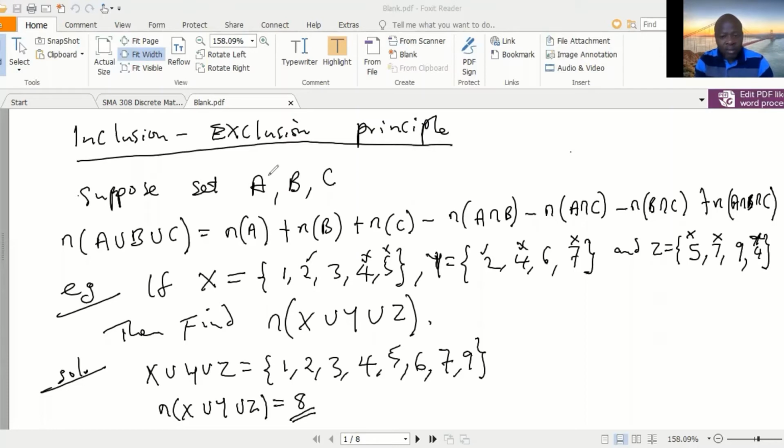Now, for this question, we can get the union and then count the elements. But there's other questions where you cannot find the union. And so the only method that will work for those questions is the inclusion-exclusion principle. So then let's look at such examples where we cannot find the union, that it's only the inclusion-exclusion principle that will work. Let's look at such examples.